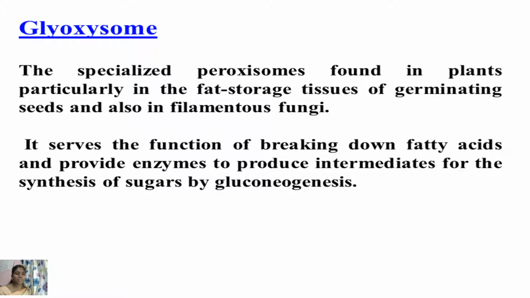Glyoxysomes are also similar to peroxisomes, but they are present in plants. These are specialized peroxisomes found in plants, particularly in fat storage tissues of germinating seeds, and also in filamentous fungi. They serve the function of breaking down fatty acids and provide enzymes to produce the intermediates for the synthesis of sugars by gluconeogenesis.